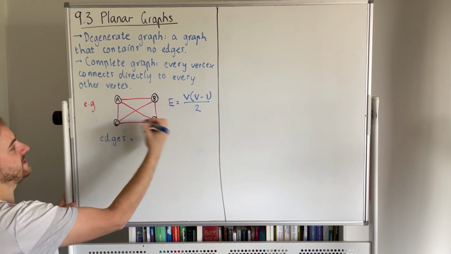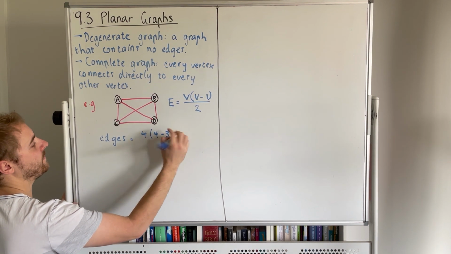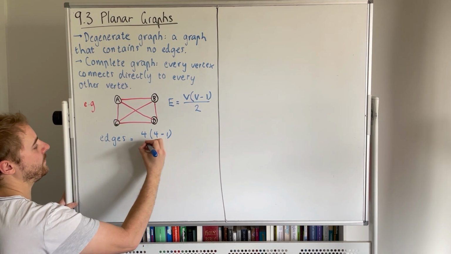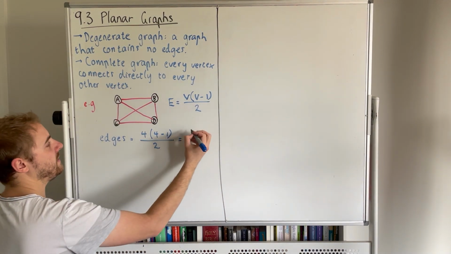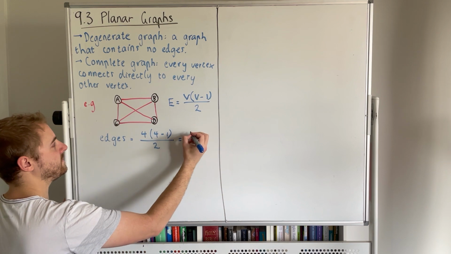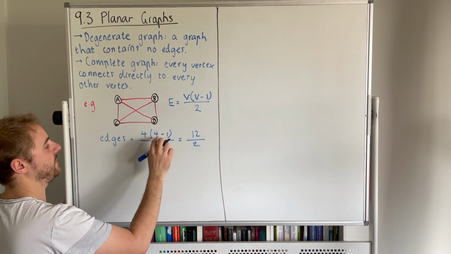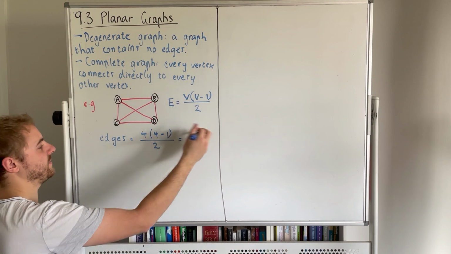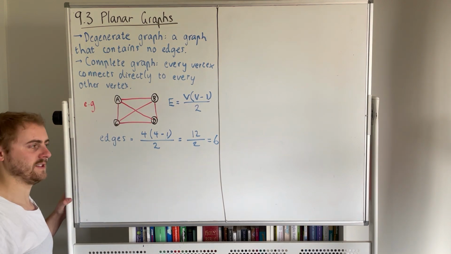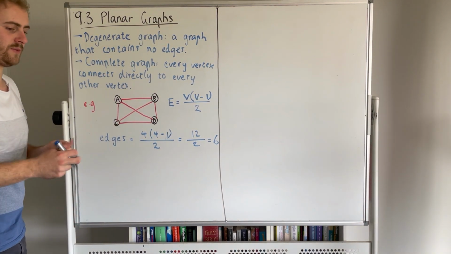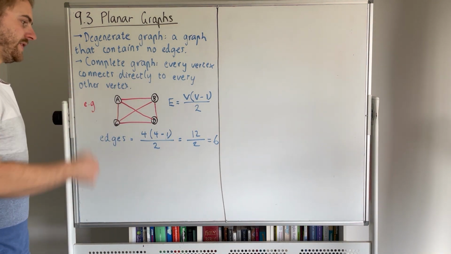So in this case, it has 4 vertices. 4 take 1 is 3. Have a mind blank for a second there. 3 times 4 is 12. 12 divided by 2 is 6. Yeah, I got 6 edges in there. So just a nice little formula if for whatever reason you need to calculate the number of edges in a complete graph.